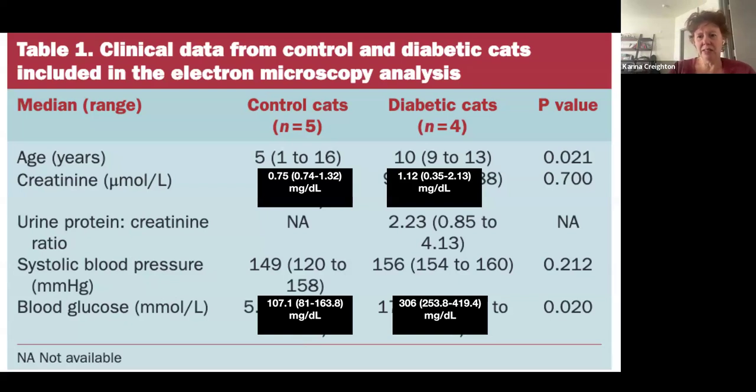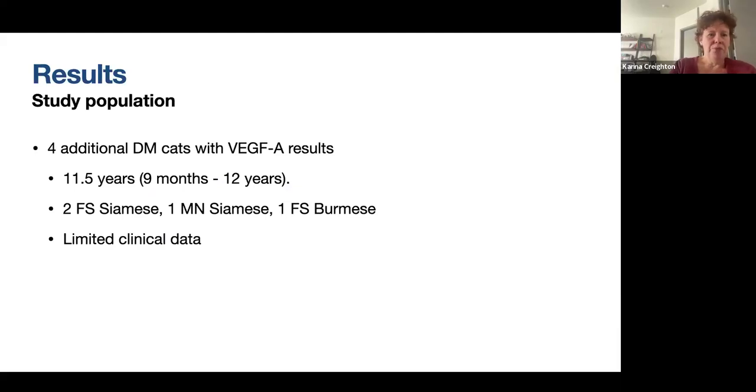For the diabetic cats, they did have UPC results available, all of which were proteinuric. So all 4 cats were proteinuric. As I said, there were 4 additional diabetic cats that had immunohistochemistry performed for the VEGF. So there were 8 cats in total for which that data was available.